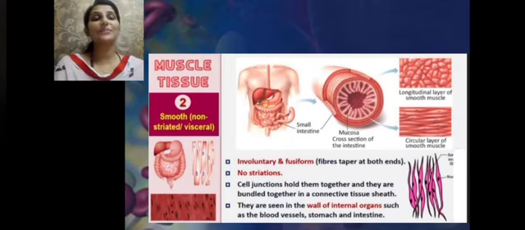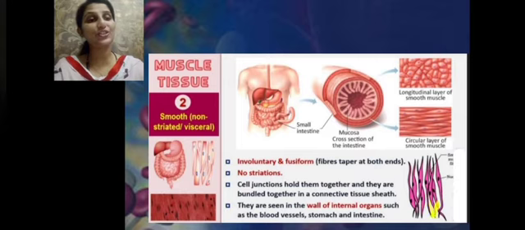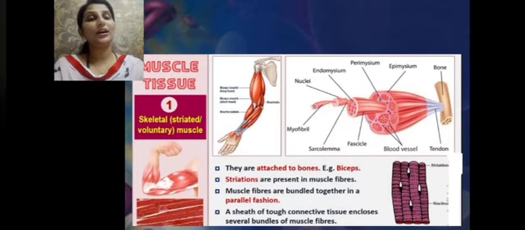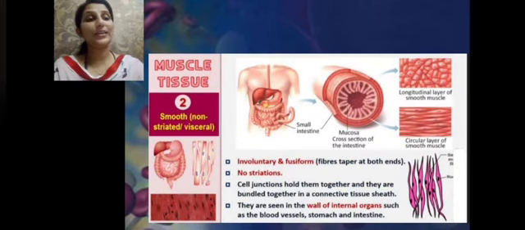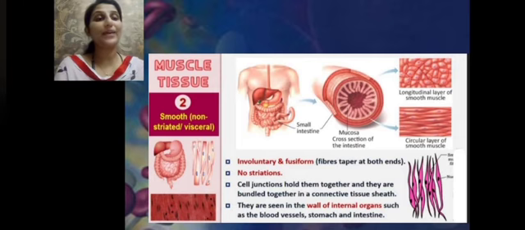The second type of muscular tissue are the smooth or non-striated or visceral muscles. They are involuntary and fusiform, that means they are spindle shaped. We can see the shape. In the case of the skeletal muscles, they were long and cylindrical, whereas over here, they are spindle shaped. That means they are fusiform in shape. The fibers taper at both the ends. And they are involuntary because they do not work according to our will. And they do not have any striations, and hence they are called smooth muscles.